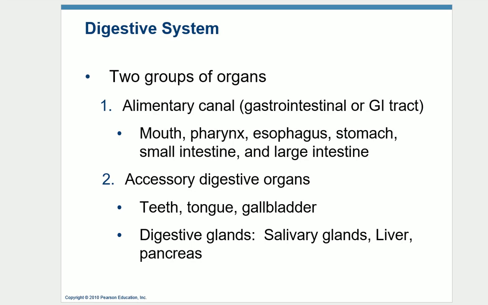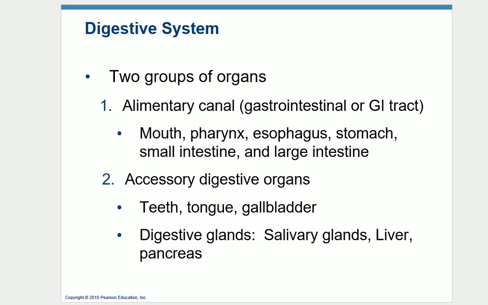So, first things first, the organs of the digestive system are broken down into two different groups. First is the alimentary canal, aka the GI tract or the gastrointestinal tract. All three of these are the same thing. We typically just call this the GI tract. But know all of these and know the parts associated because you will see this on the test or the quiz. So the GI tract encompasses or includes the mouth, the pharynx, esophagus, stomach, small intestine, and large intestine.